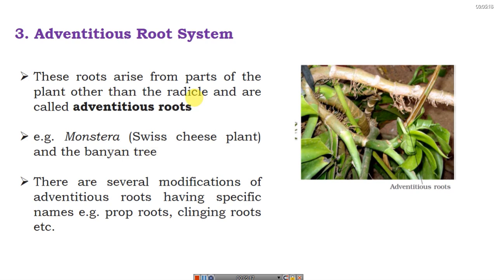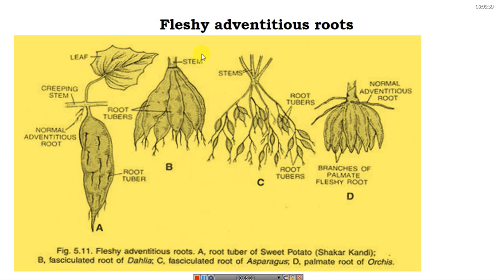There are several modifications of these adventitious roots having specific names like prop roots and clinging roots. So let us see some of the modifications and different names of adventitious roots. There are many adventitious roots that get fleshy after storage of food material. So here are some examples of fleshy adventitious roots.